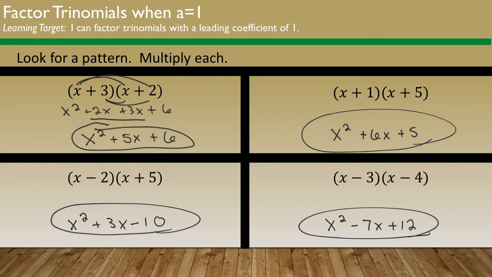Another thing we should notice is that 6 is the product of these two numbers. Okay, so 3 times 2 is 6. 1 times 5 is 5. Negative 2 times 5 is negative 10. Negative 3 times negative 4 is positive 12. Okay, so if you notice that pattern, today's lesson is going to be pretty simple.